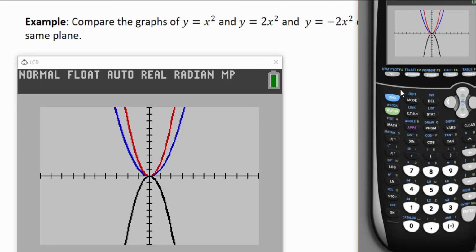And then if a turns out to be negative, look at the graph in black, then the parabola opens down. And that's true anytime a is negative. That's what I want you to get from this problem.